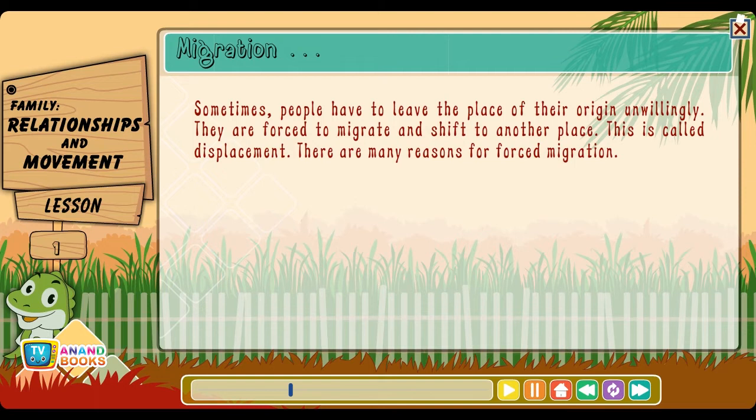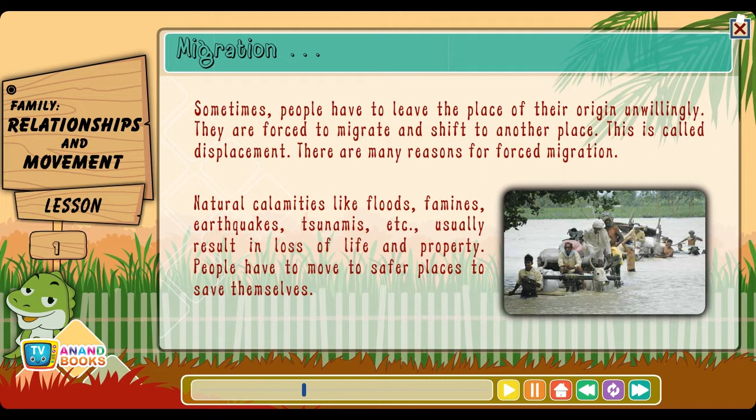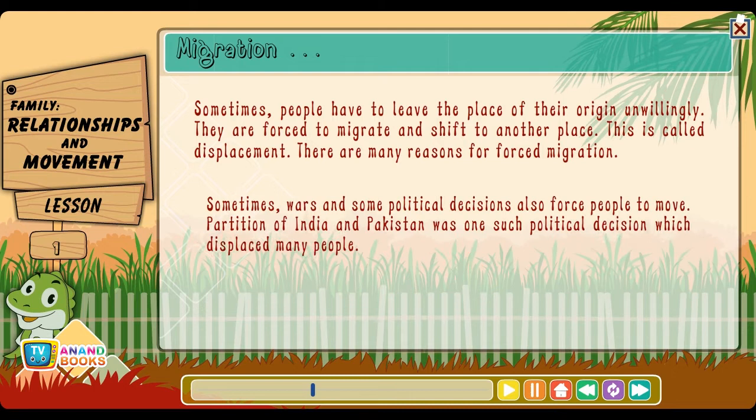Sometimes people have to leave the place of their origin unwillingly. They are forced to migrate and shift to another place. This is called displacement. There are many reasons for forced migration. Natural calamities like floods, famines, earthquakes, tsunamis, etc. usually result in loss of life and property. People have to move to safer places to save themselves.